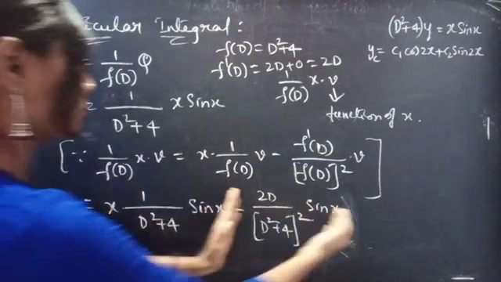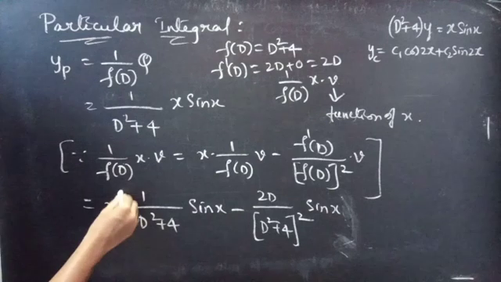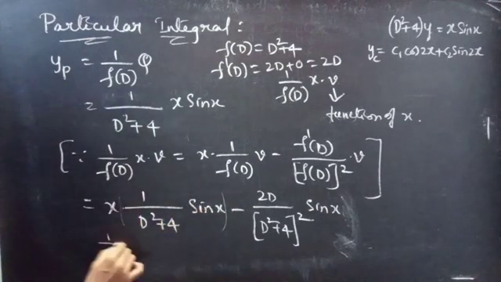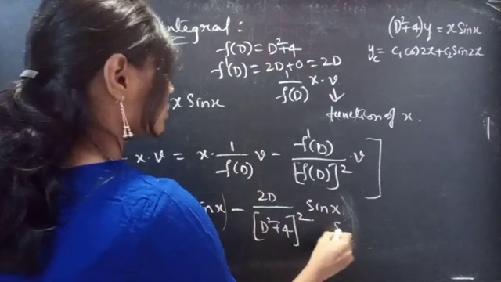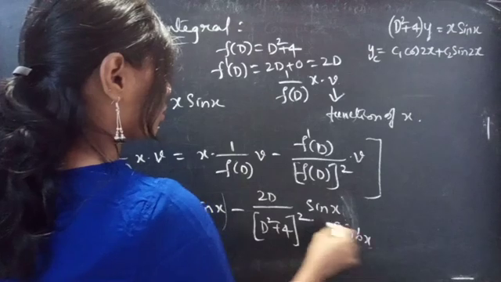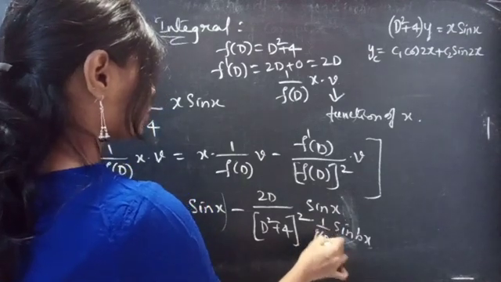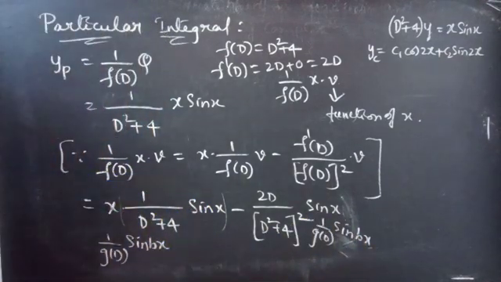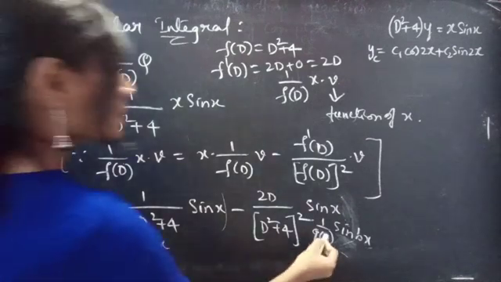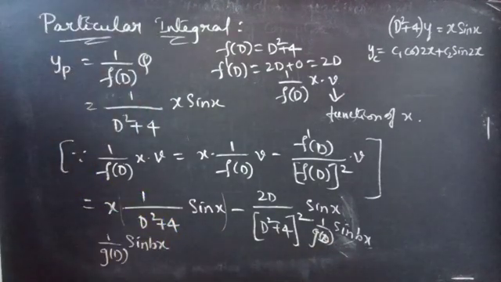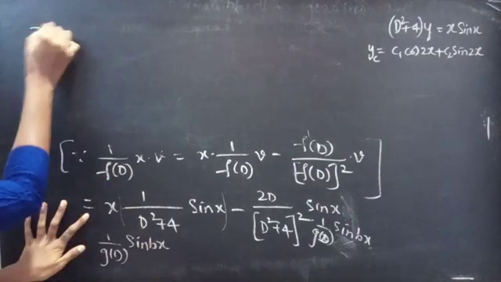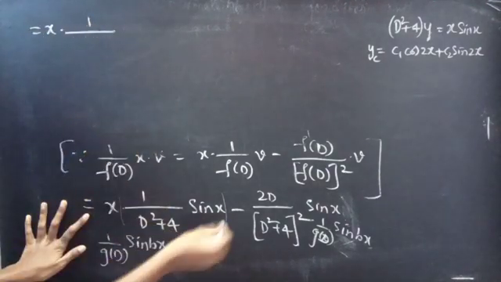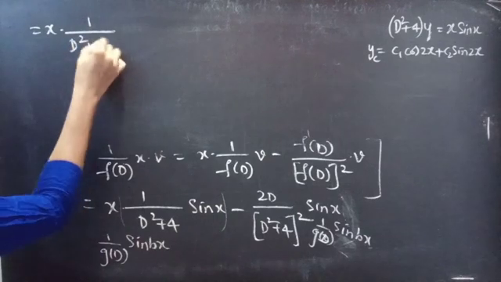Again, this is of some 1 by function of d into sin bx form. Here also we are having sin bx. So we'll use the 1 by some function of d into sin bx procedure here. This is d not 0. Then this becomes x into, I'll just write the same step for my convenience.